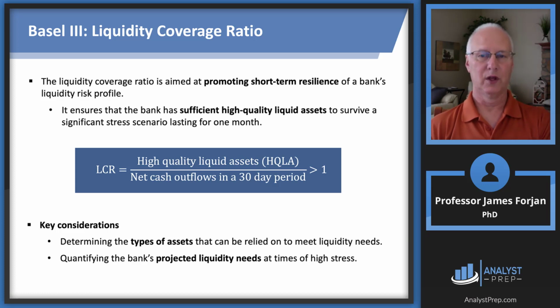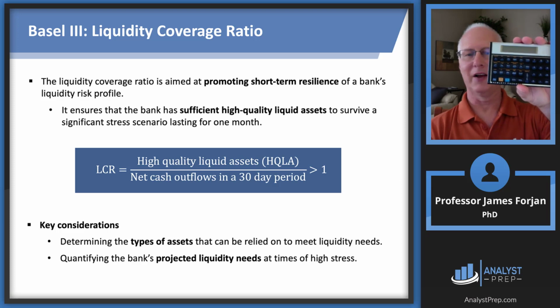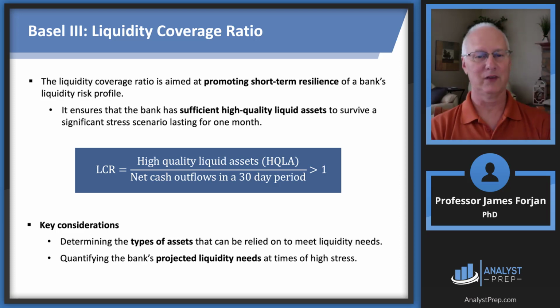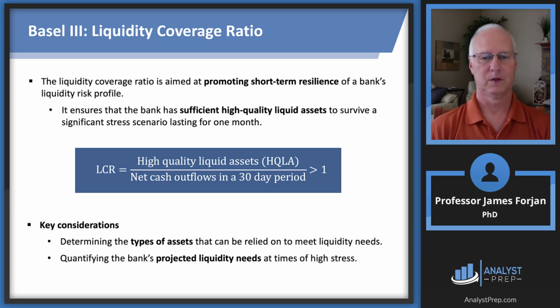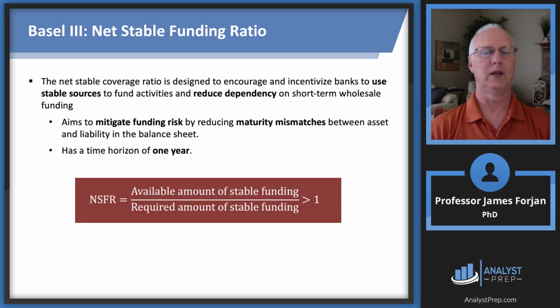Key considerations, this is what I was suggesting earlier in that numerator, determining the types of assets that can be relied on to meet the liquidity needs. Like, for example, I put up my calculator here regularly. My calculator is not a highly liquid asset, so you wouldn't want to put that in the numerator. But you might want to put a certificate of deposit up there that is maturing in less than 30 days. Now look at the second circle point here. This is really critical. Quantifying the bank's projected liquidity needs, especially at times of high stress.